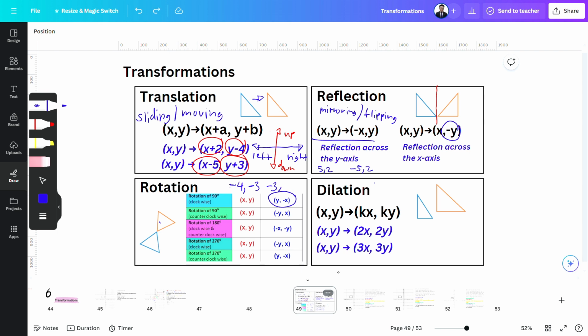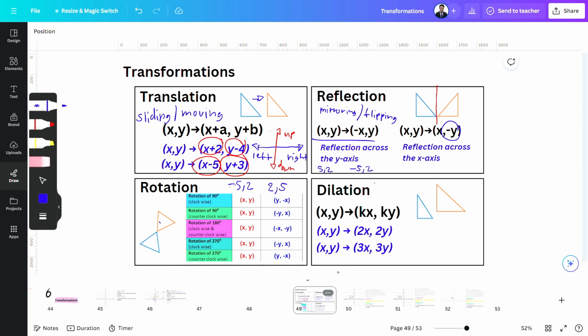Maybe one more time. What about we have negative 5 comma 2, and then same thing. You will do rotation of 90 degrees clockwise. What's the rule? Y comma negative x. So you get the y. What's the value of our y here? It's 2. And then what's the value of our x? It's negative 5, right? But we will get the negative sign. So negative of negative 5 or negative negative 5 is going to be positive 5.